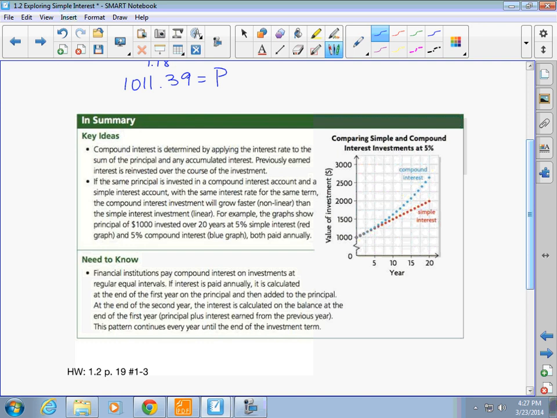Financial institutions pay compound interest on investments at regular equal intervals. If it is paid annually, it's calculated at the end of the first year and then added to the principal at the end of the second year. The interest is calculated on the balance at the end of the first, so principal plus interest earned. This pattern continues every year until the end of the investment term. Okay, so there are 3 questions for you to work on in this section.